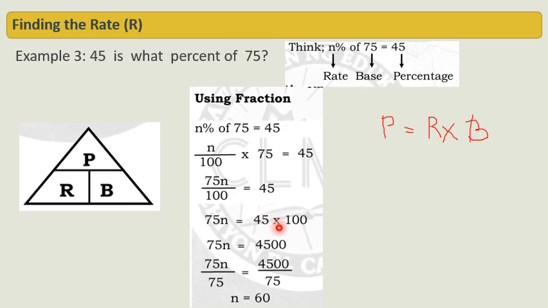Ngayon, multiply natin yung 45 times 100. Magiging 4,500. And, paano natin makakancel ang 75? Divide natin both side by 75. So, 75 divided by 75, cancel out na siya, magiging 1. Then, dito naman, 4,500 divided by 75 is 60. So, ang 60% ng 75 is 45.